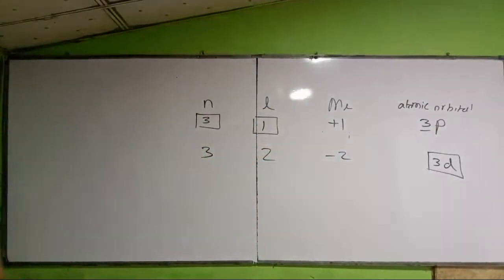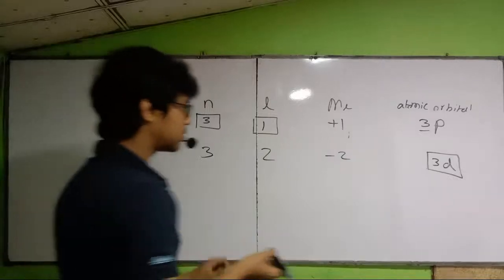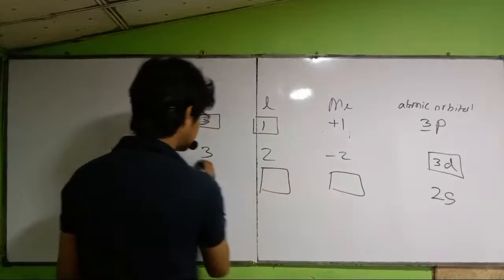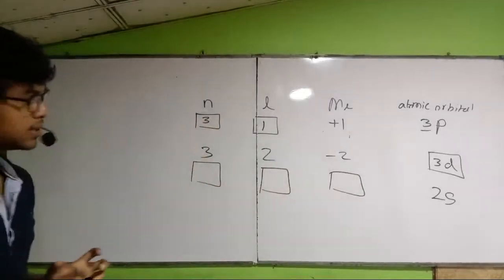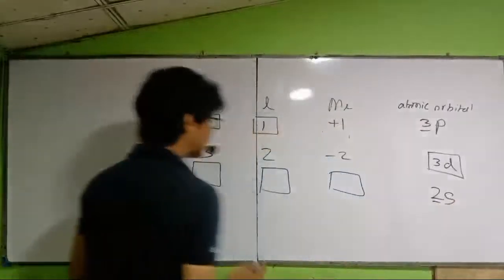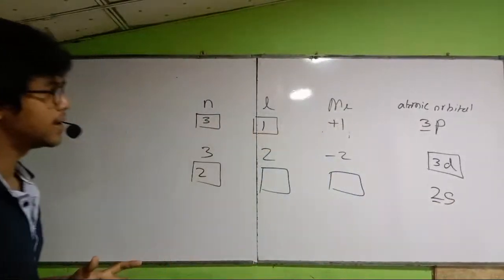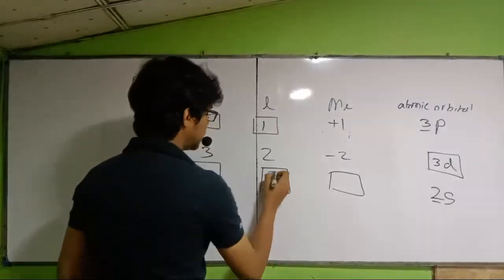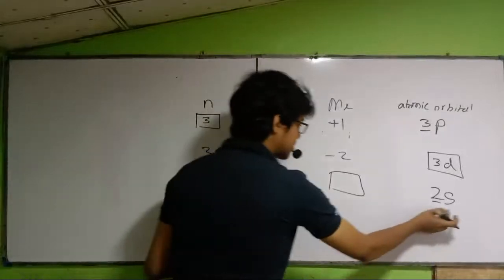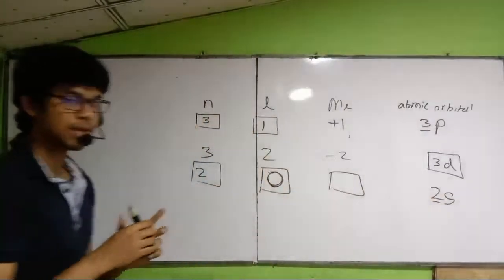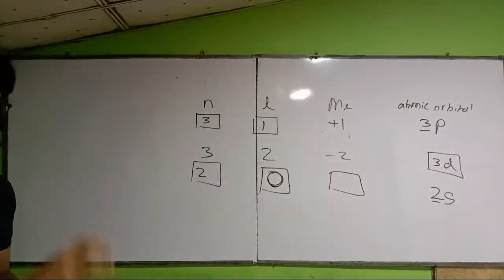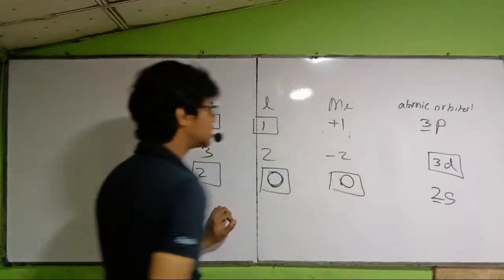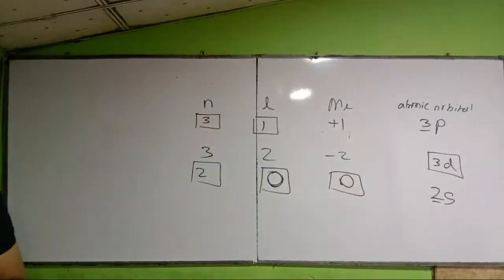Next one. You have box, box, box, and 2s. People, 2 means n is 2. S orbital means L equals 0. So for an S orbital, there's only one M sub L value. Why? M sub L is equal to minus L to plus L, so actually it's 0. So here also 0. That part also done.